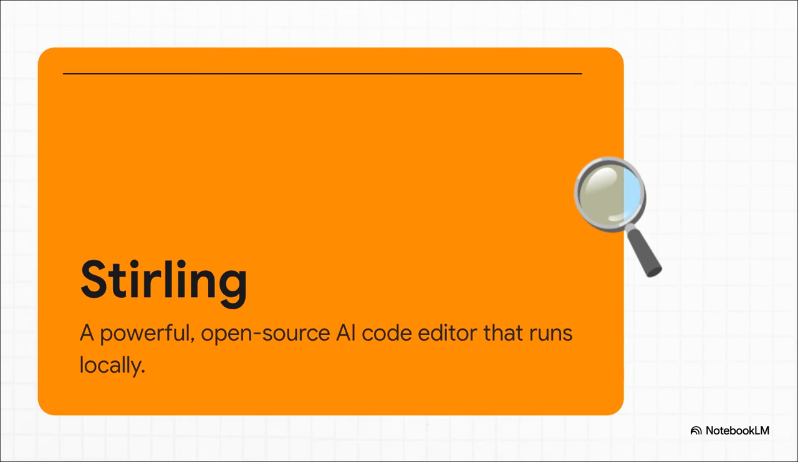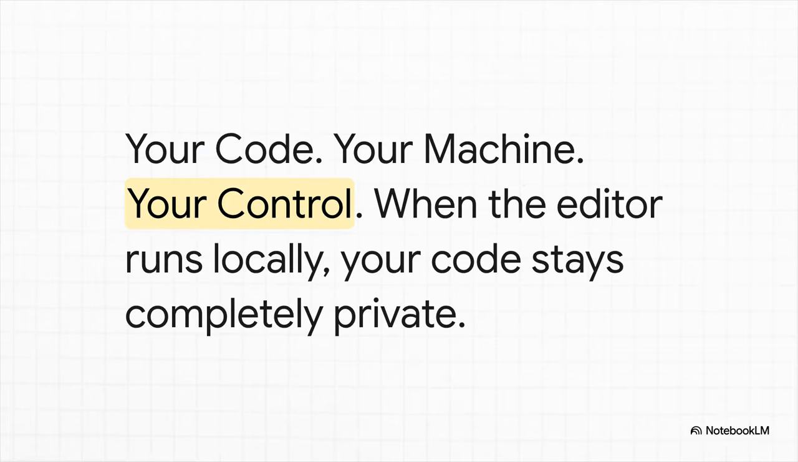So what is it? At its core, it's a super powerful open-source AI code editor. Think of it as a direct alternative to stuff like Cursor or running VS Code with Copilot. But here's the absolute game changer. It all runs locally, right on your machine. And that right there, that's the entire philosophy behind Stirling. It's all about putting you back in control, your code on your machine. When everything runs locally, your work stays completely private. It literally never leaves your computer. We're talking total peace of mind.